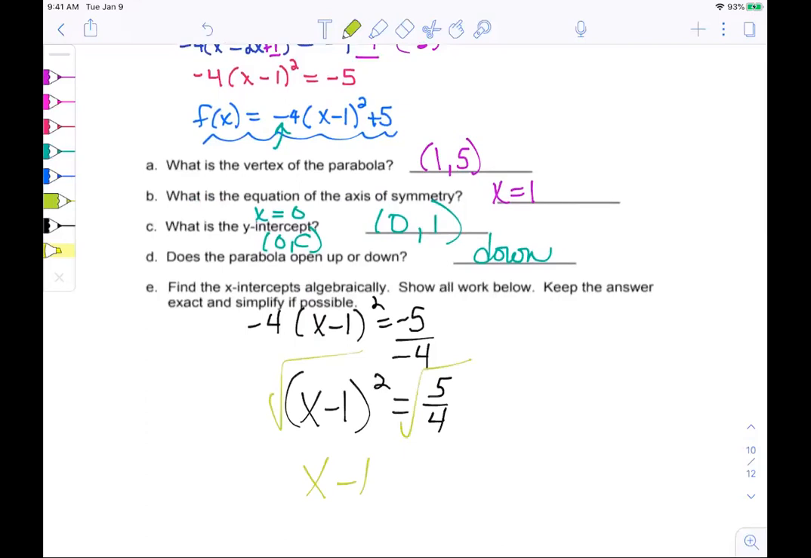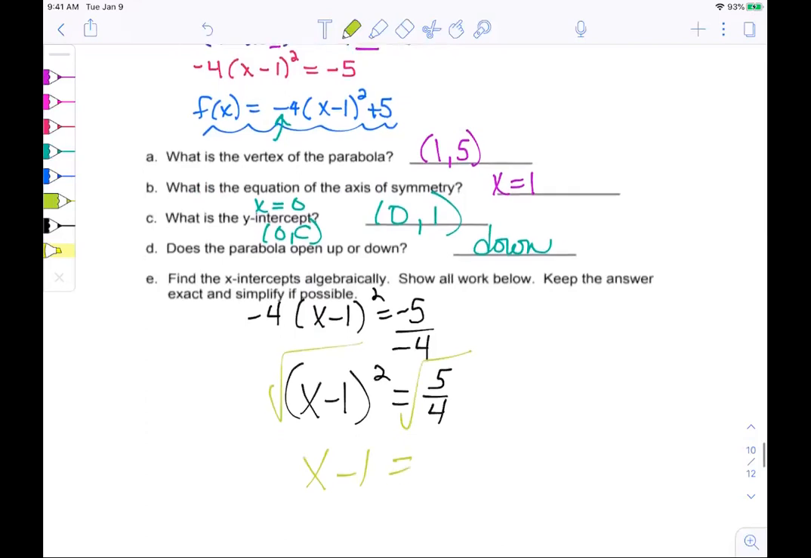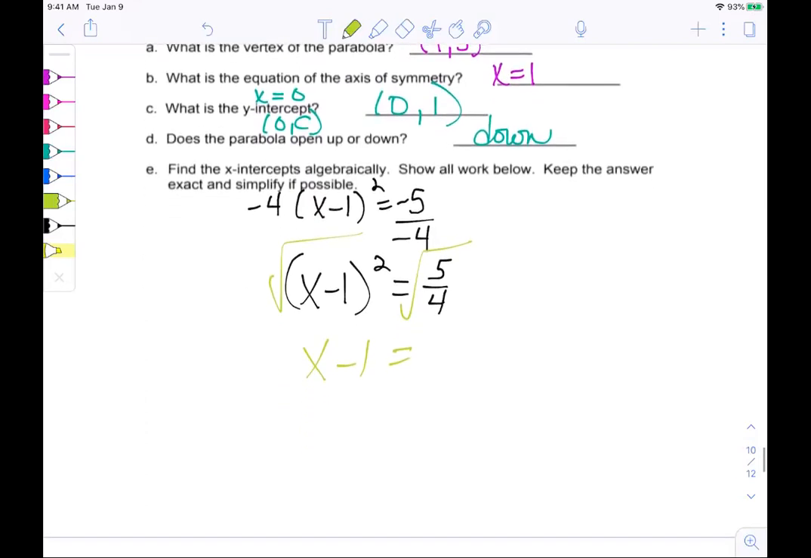All right, doing awesome so far. And then you can square root the bottom of the fraction. So it would be x minus 1 equals the square root of 5 over 2. And then you would add 1. Oh, it would be plus or minus. Nice job. You got it. The square root of 5 over 2. And then you would add 1 to both sides. Perfect. Nice job.